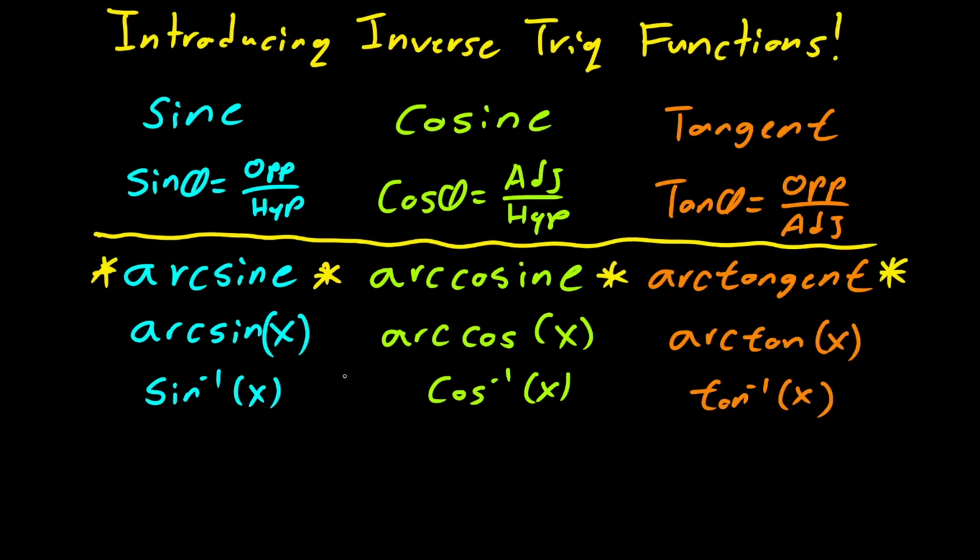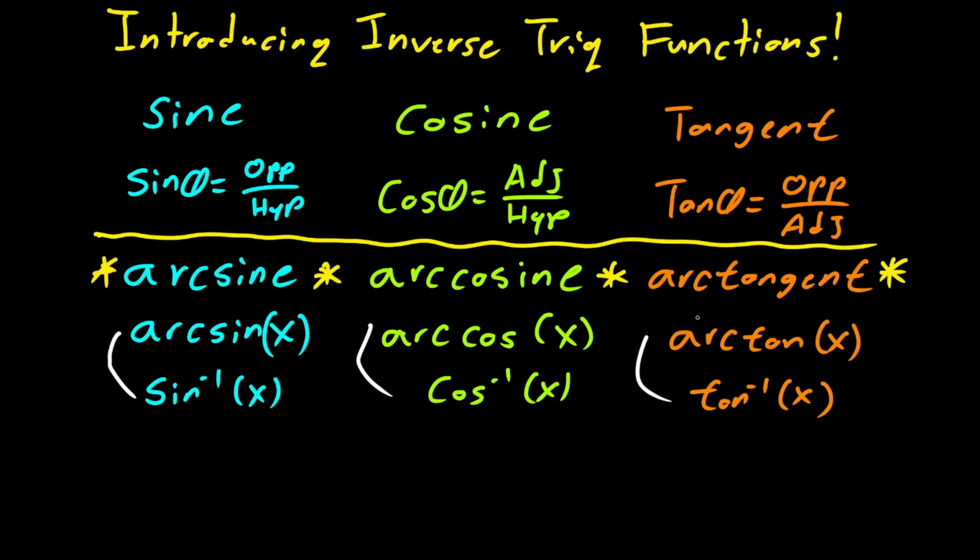Now I'd like to warn you that this looks like you're raising sine to the -1 power, which would turn it into 1 over sine x. It really isn't. This is just how they write it mathematically for arc sine, arc cos, and arc tan. If it confuses you, don't use this notation. Just use arc sine, arc cos, and arc tan. But technically, they all mean the same thing.